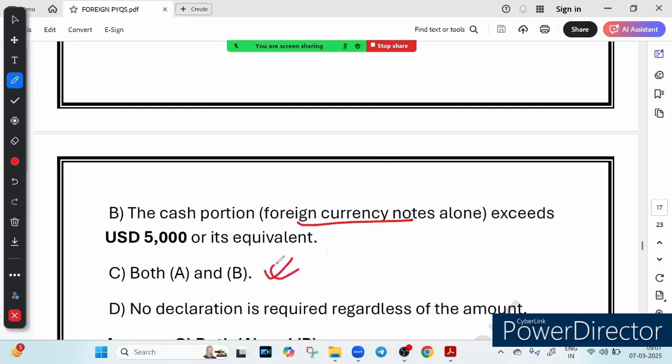Option number C satisfies both the conditions, and it is the correct answer. You must submit a currency declaration form if either of these conditions is met: the total foreign exchange exceeds $10,000 or the cash portion exceeds $5,000. This ensures transparency and compliance with the RBI regulation.